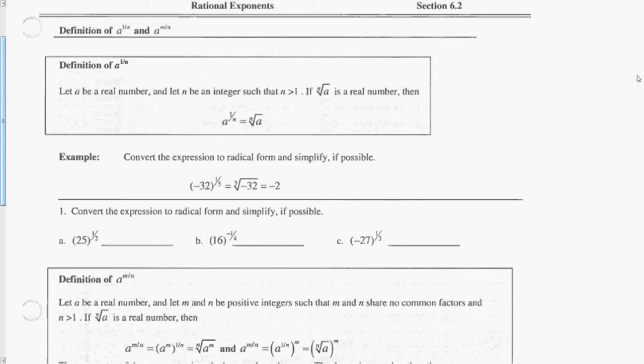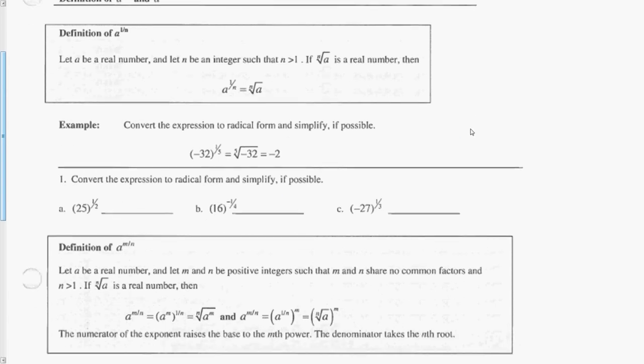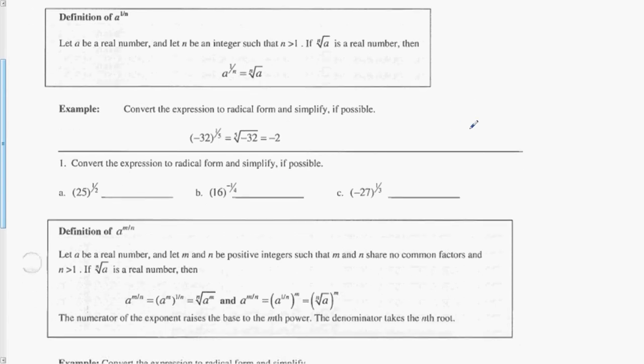So I'm going to use this page and then I'm going to add a blank page in just a second. But when we're talking about the roots, I'm going to write a little bit bigger so it's easier to see. If you have a fraction and I'm trying to convert it, the number on the bottom goes in the index. You've got your base in there, and then the top number would go on the outside of the root. And then you can work out most of these.